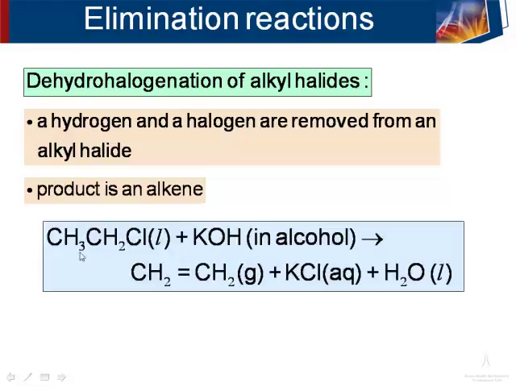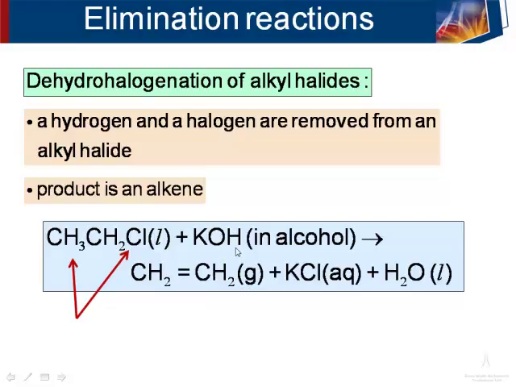And if we look at this example, here we've got an alkyl halide and it's a liquid form, and we place it in alcohol, and what occurs? First of all, one hydrogen is removed from that carbon and the halogen is removed. So a hydrogen and a halogen are removed from this alkyl halide. Now, when the hydrogen and the chlorine are removed, it forms the double bond, and so therefore the product is ethene, or an alkene gas in this case.